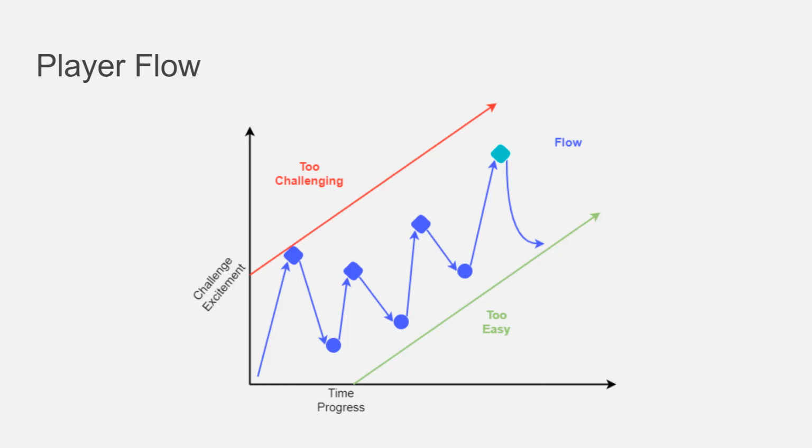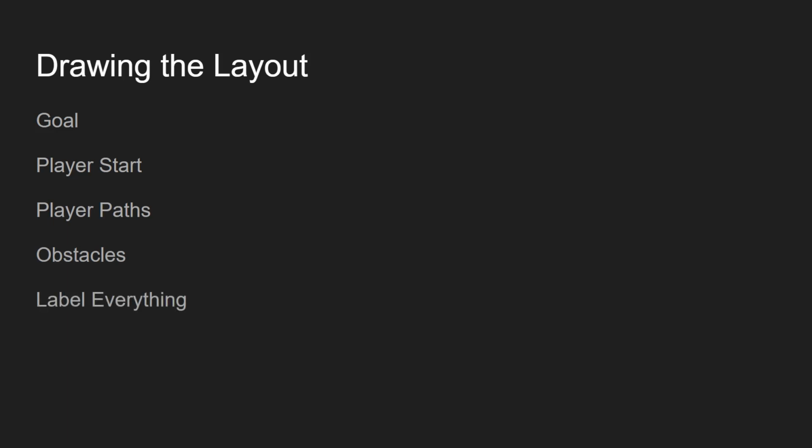Flow is what we call when the player is being challenged exactly the right amount to keep them excited and interested without making them feel like they are too stressed out to continue playing. Next, we're going to draw the layout. We want to start by drawing the player's goal, the player's start location, some different paths the player might take, and the obstacles they'll face along the way. And we want to be sure to label everything.